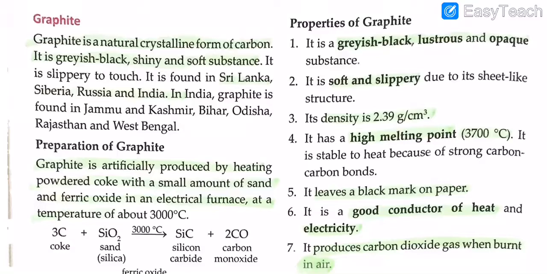Now we are finally done with diamonds. Let's move on to graphite. So, graphite is a natural crystalline form of carbon. It is grayish black, shiny, and a soft substance.